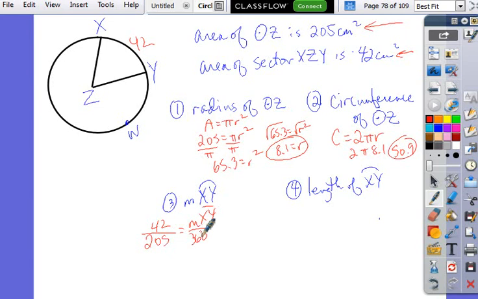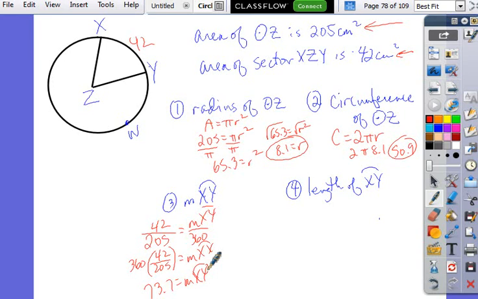So how do I solve that? All I got to do is multiply the 360 on the other side. Can you cross multiply on the calculator? You can do that right there on the calculator. The 360 times 42. Oh, yeah. How much? 73.7. 73.7 is the degree for XY.